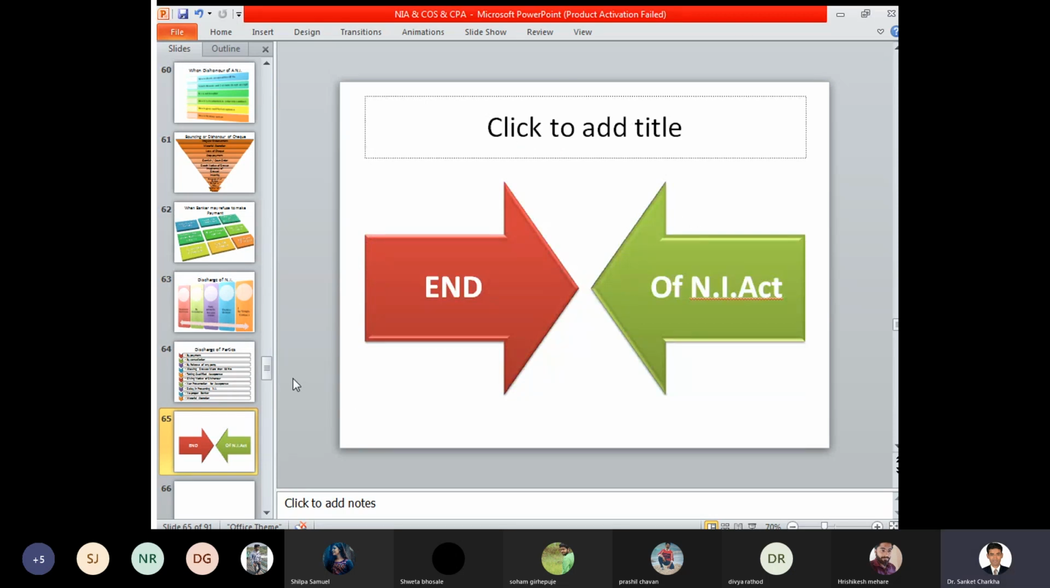That's all for today's lecture, and we come to the end of the third chapter, that is the Negotiable Instruments Act.